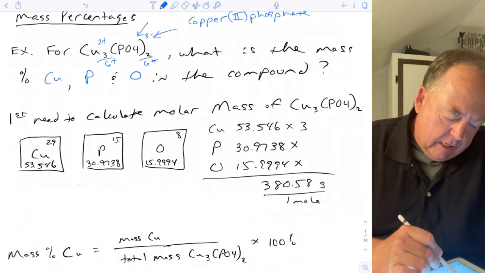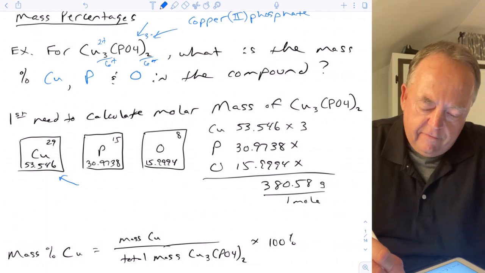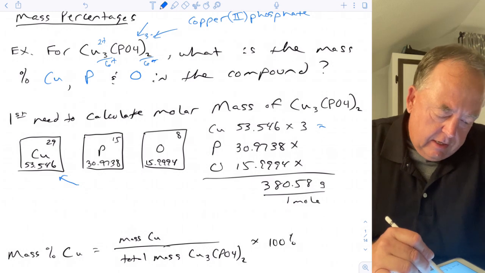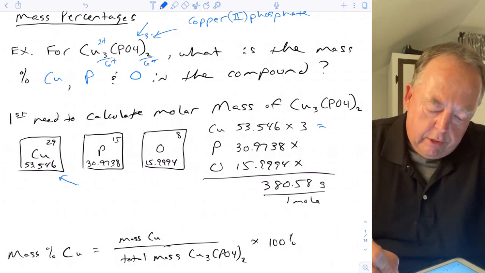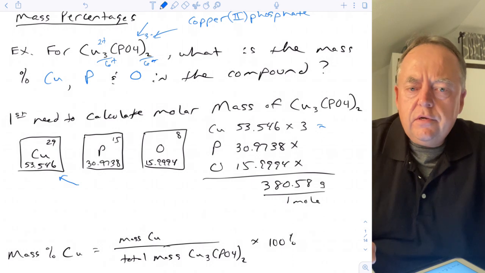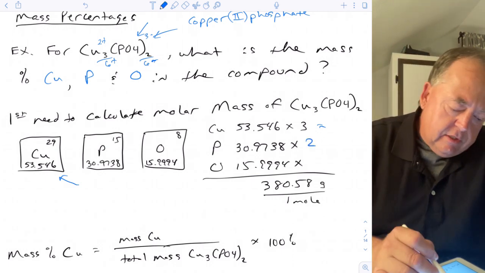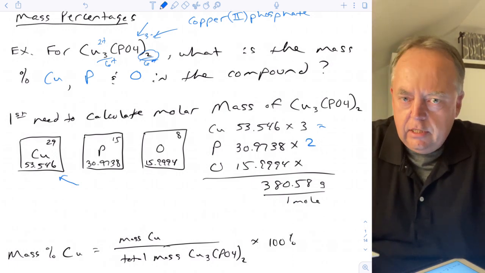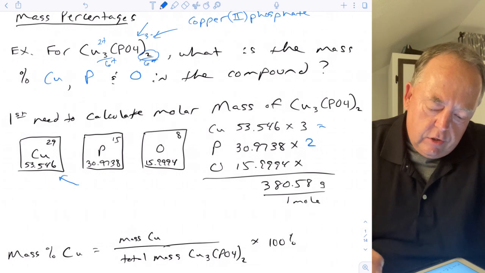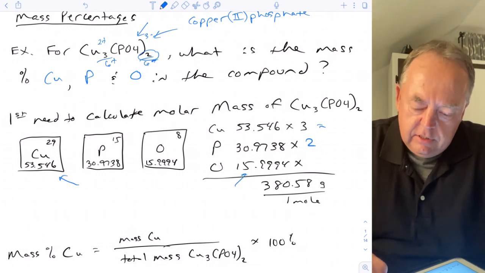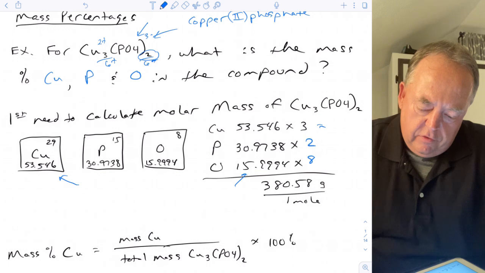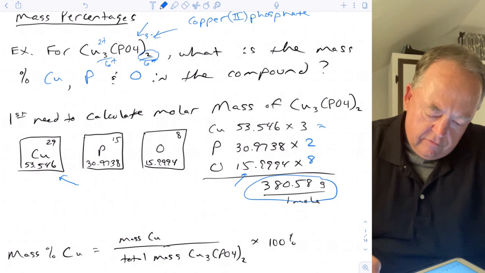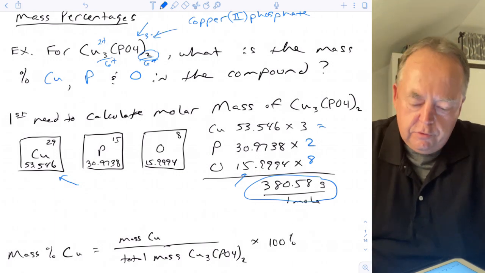So going to your periodic table, copper is 63.546 grams per mole, and there are three coppers, so multiply that by 3. Phosphorus, 30.9738 from the periodic table. How many phosphorus are there? There's 2, right? Because that subscript 2 extends to the phosphorus and to the oxygen inside the parentheses. So how many oxygens are there? Take the molar mass of oxygen times 8, right? If you add all of that up, you should get 380.58 grams of copper(II) phosphate per 1 mole of copper(II) phosphate.